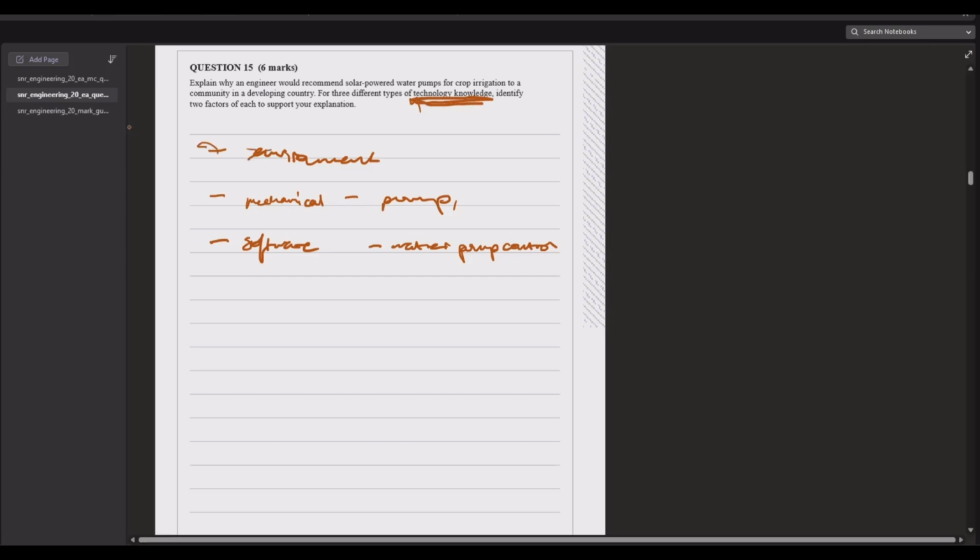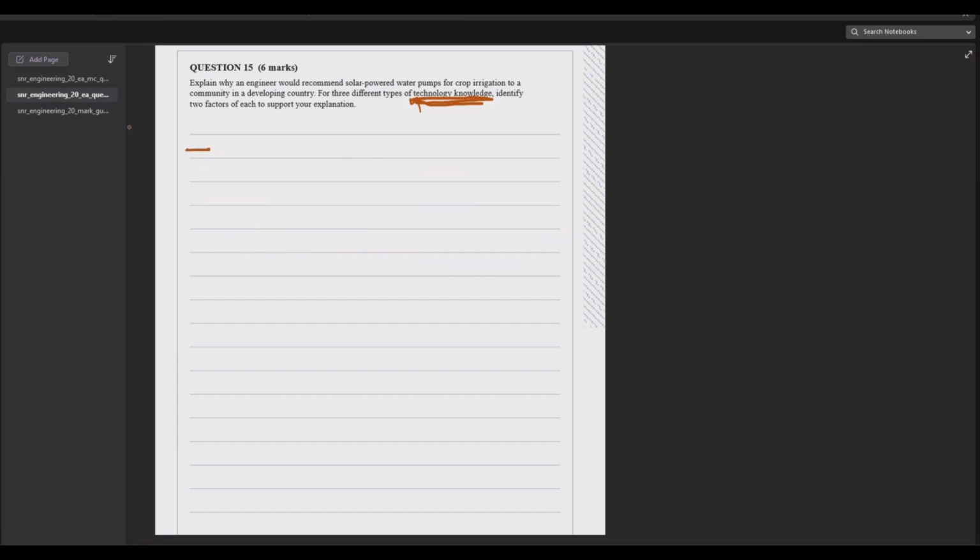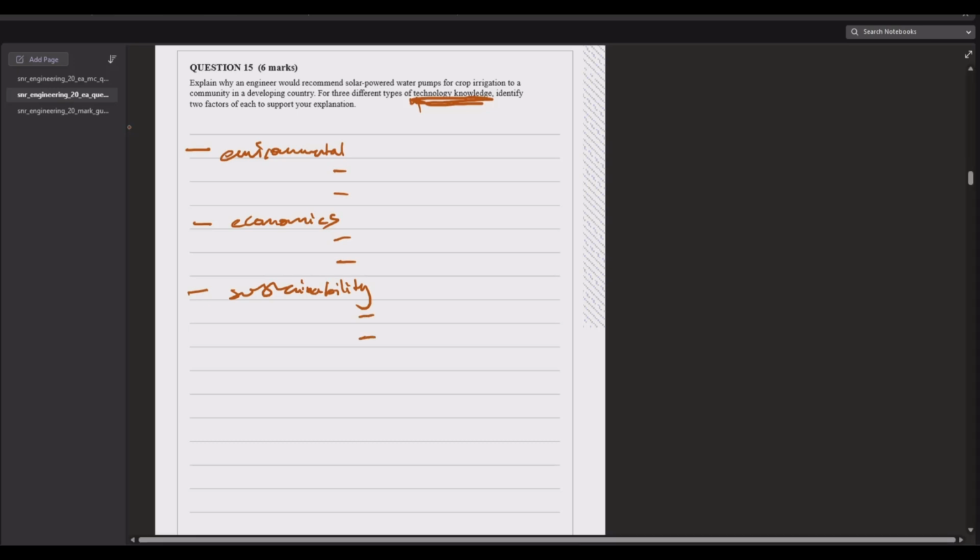It says technology knowledge, and then looking at the answer, what they actually want you to write is 2 factors of environmental, 2 factors of economics, and 2 factors of sustainability. So try to remember these 3 if you can. So they just want you to mention 2 different factors of each, and I don't think this is intuitive at all.